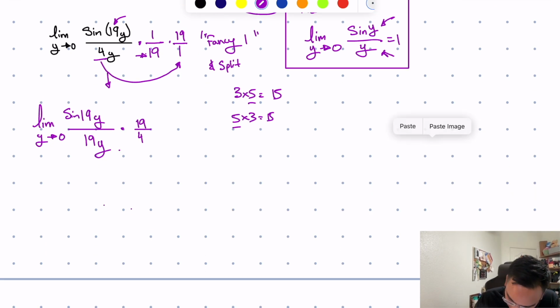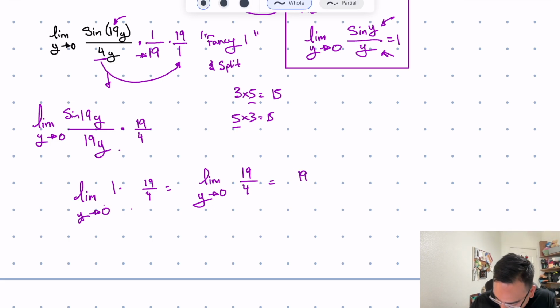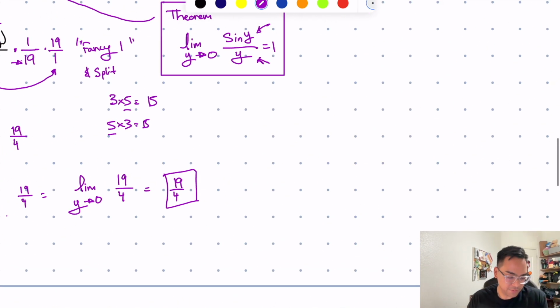Now we can apply the theorem. Do you guys see where the theorem can be applied? It's just sine of 19y over 19y, which is just going to be 1 times 19 over 4, as y approaches 0, which is going to give us just 19 over 4.